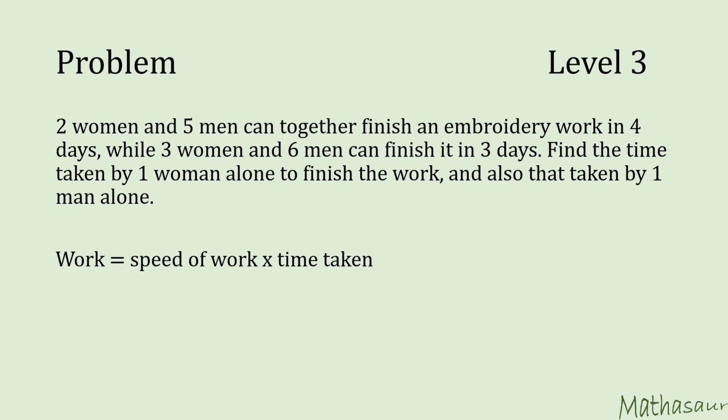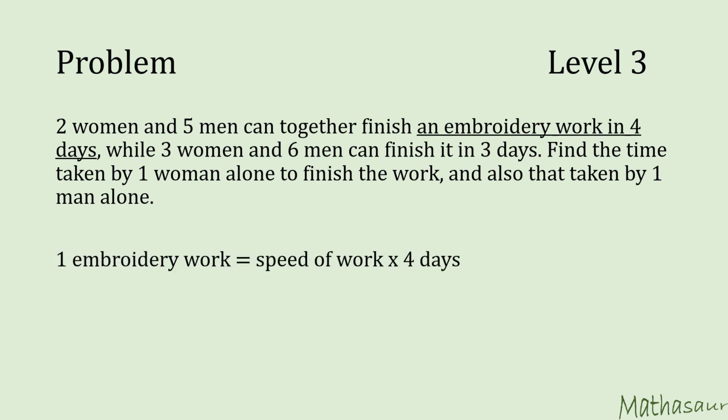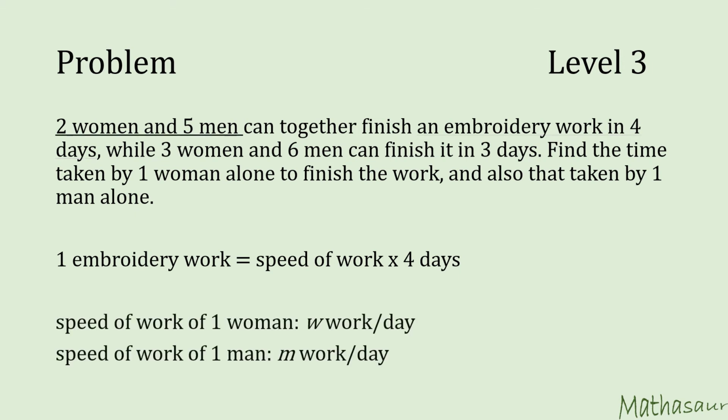So the way we wrote distance equals speed multiplied by time, here we could write work done equals speed of work times time taken. So here we are talking about an embroidery work. We would write one embroidery work equals speed of work times 4 days. Now let us say speed of work of one woman is W work per day and speed of work of one man is M work per day. So now we could write one embroidery work equals (2W plus 5M) times 4 days.